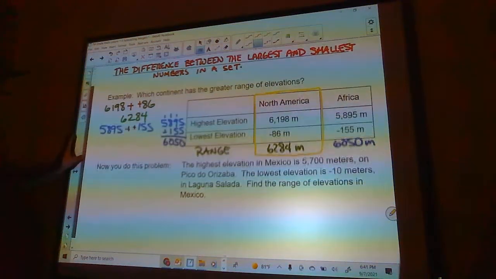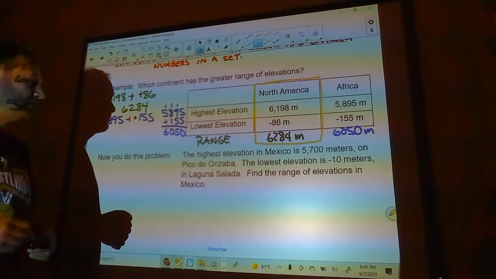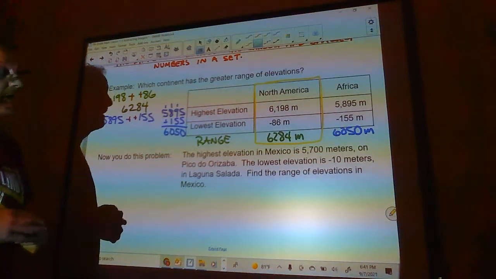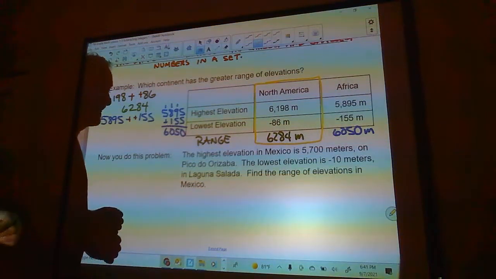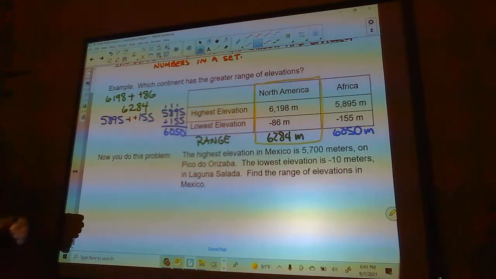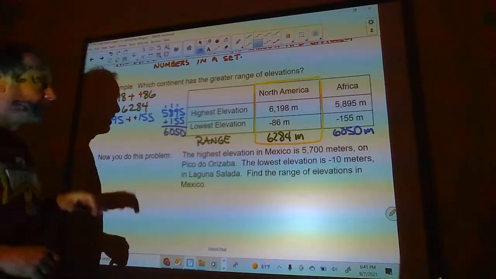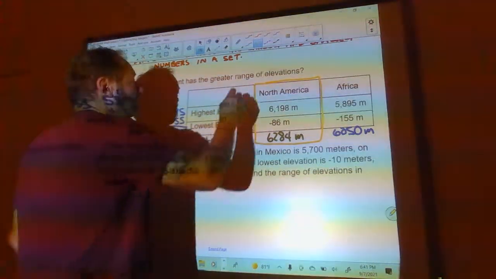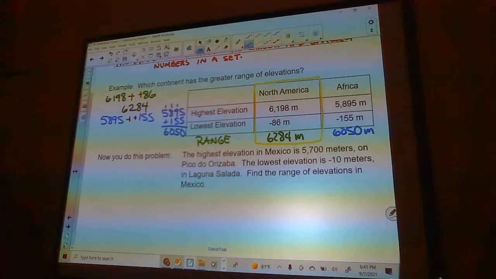Now you do this problem. The highest elevation in Mexico is 5,700 meters on Pico de Orizaba. Hopefully I said that right. The lowest elevation is negative 10 meters at Laguna Salada. Find the range of elevations in Mexico. So go ahead and pause the video, do this problem, and then compare your answers.